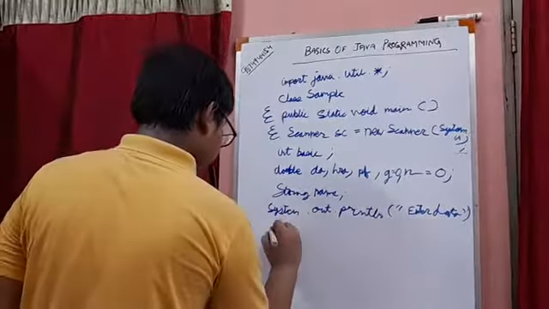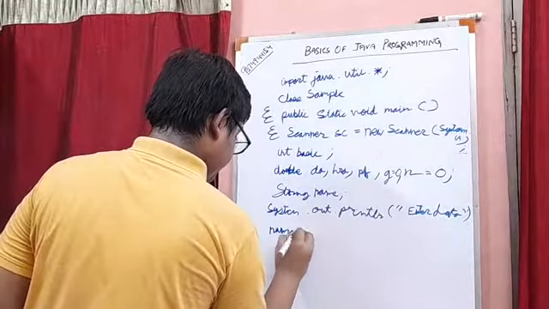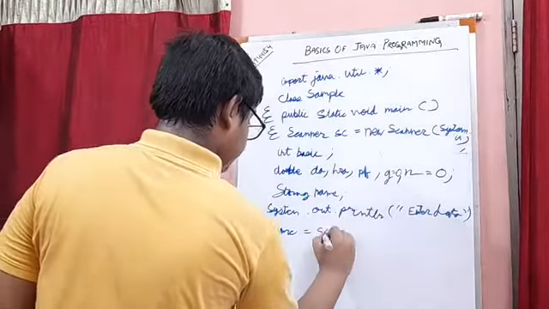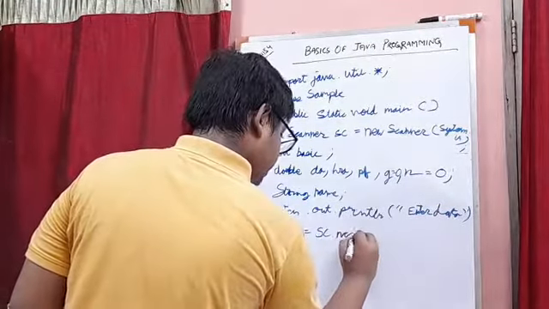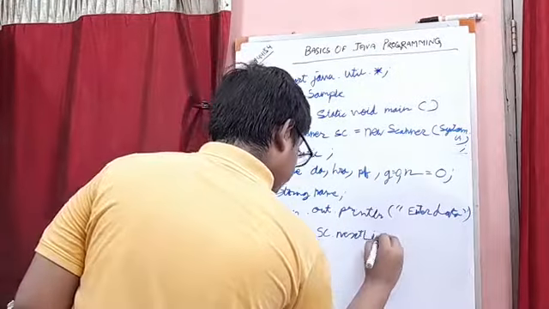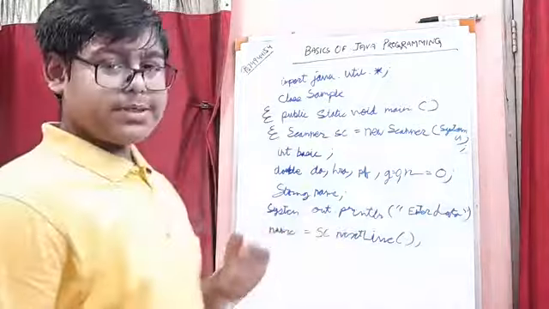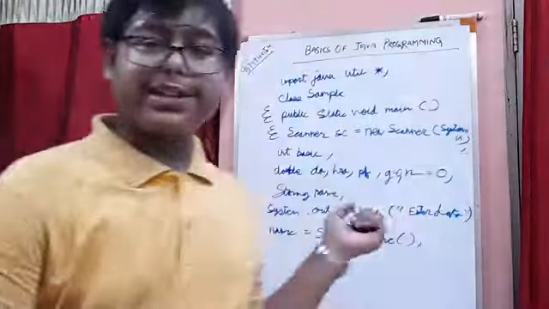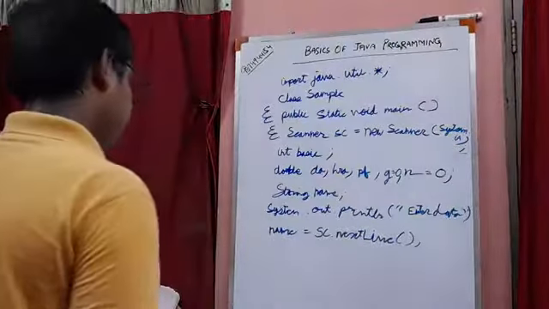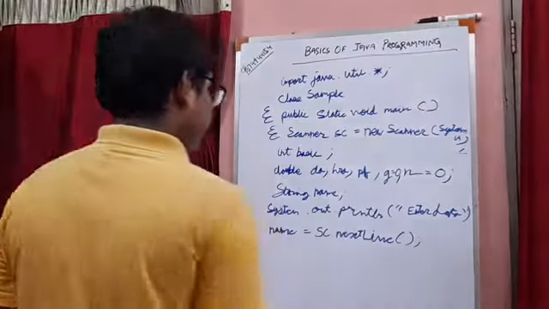Name is equal to sc dot next line parenthesis. Now name is basically not just of one word, therefore next line. Now we continue. Name is taken, basic.